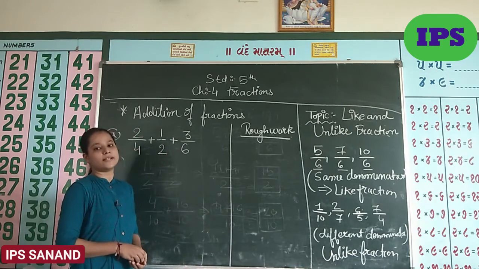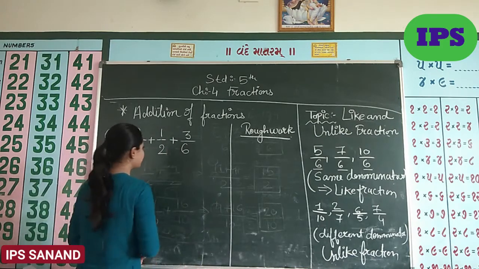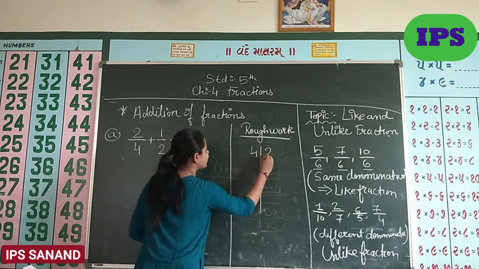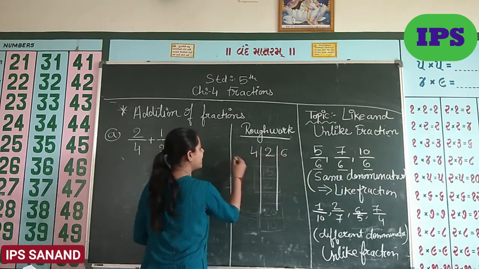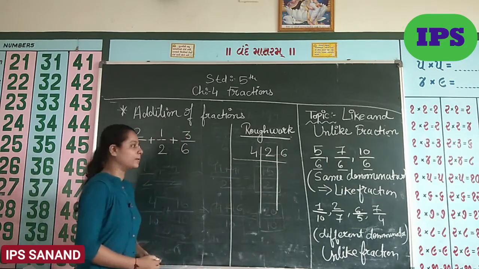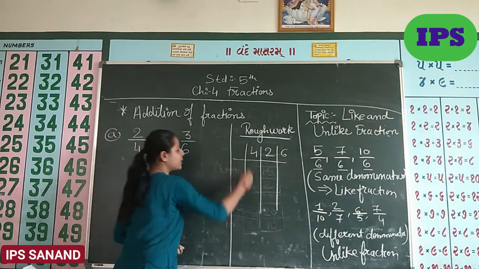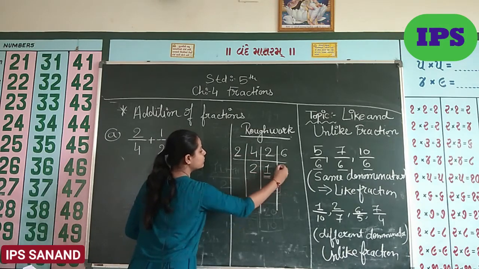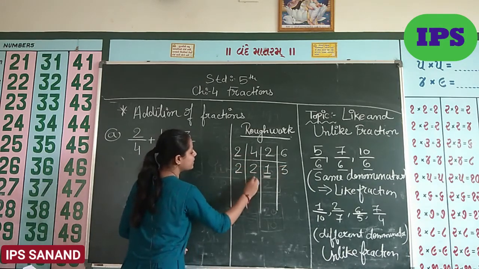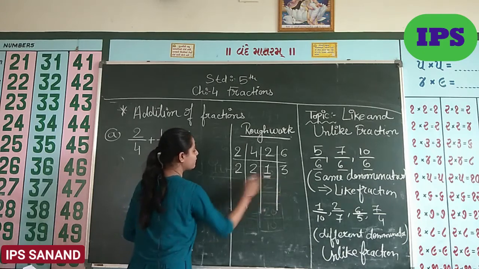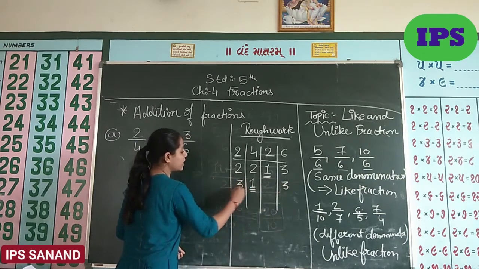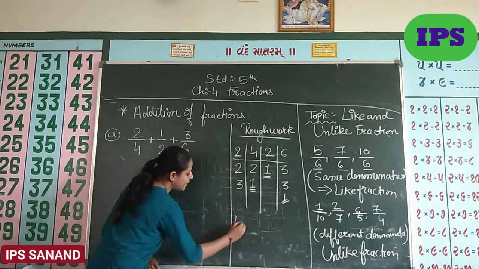Uske liye hum find karenge yahan pe LCM. So let's get started. Last time aapko earlier chapter mein humne sikhaya tha ki aap LCM kis tarike se nikal sakte ho. Okay, so my LCM will be: 2 2's are 4, 2 1's are 2, 2 3's are 6. Now 2 1's are 2, you can't have 3 in the table of 2, so 3 will be 3. Now 3 1's are 3. So what will be my LCM?